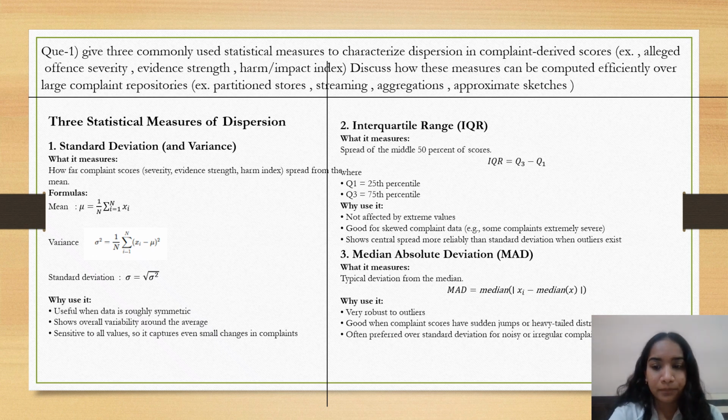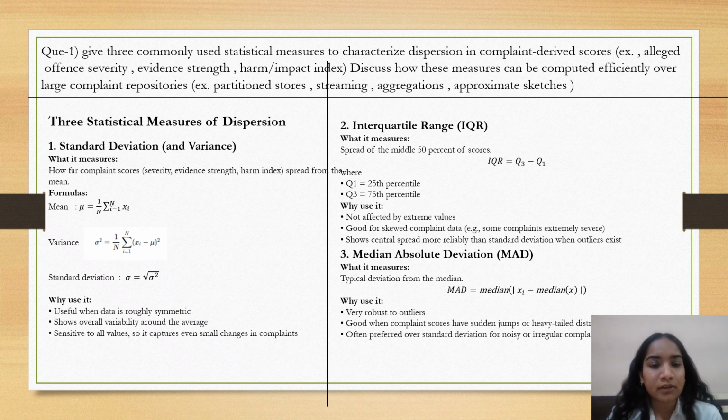After that, we see interquartile range, IQR, which measures the spread of the middle 50 percent of values, and it is calculated as Q3 minus Q1. So the best thing about IQR is that it ignores extreme values. So it is very reliable when the dataset contains outliers or unusually severe complaints. So it gives a much clearer picture of central spread.